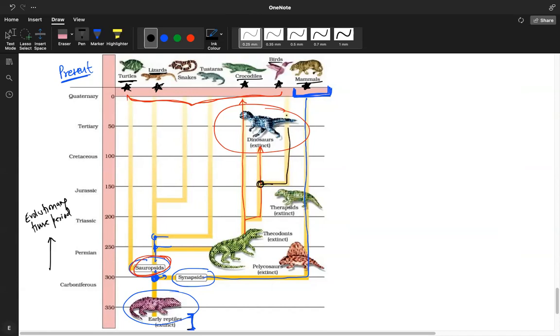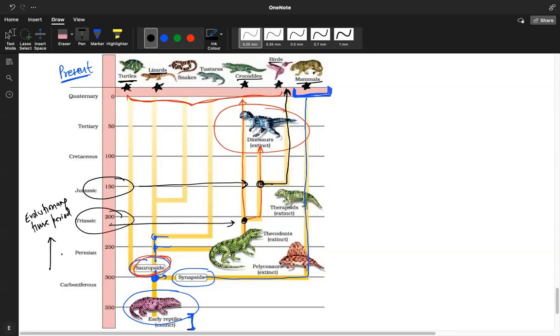In fact, birds are the closest. Can you see? Because this node is in the Jurassic region. See this node, this divergence happened in the Jurassic period around 150 million years ago, where dinosaurs and birds diverged. But when crocodiles and dinosaurs diverged, that was in the Triassic period.